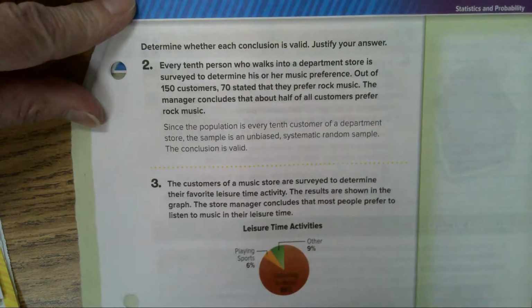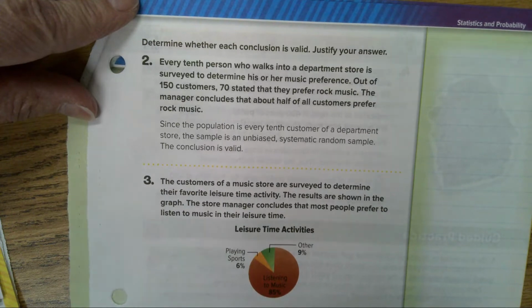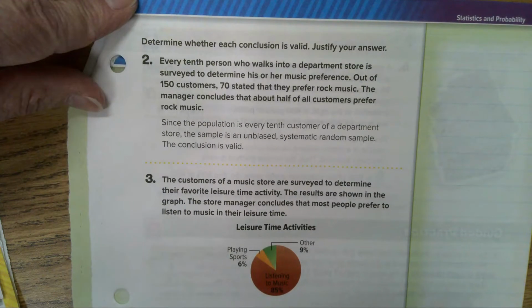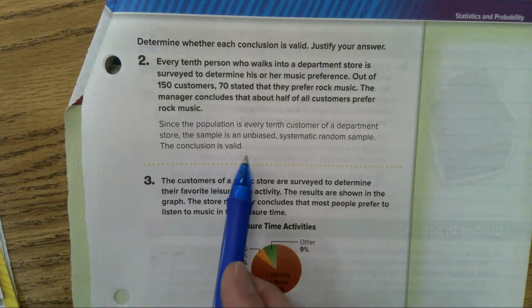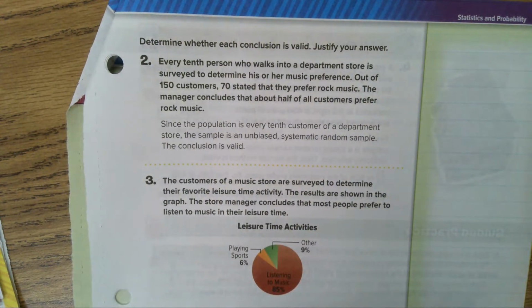Okay. Number 2. Every 10th person who walks into a department store is surveyed to determine his or her music preference. Out of 150 customers, 70 stated that they prefer rock music. The manager concludes that about half of all customers prefer rock music. Well, since the population is every 10th customer of a department store, the sample is unbiased because it's a random sample. Yep, it's a systematic random sample. The conclusion is valid.